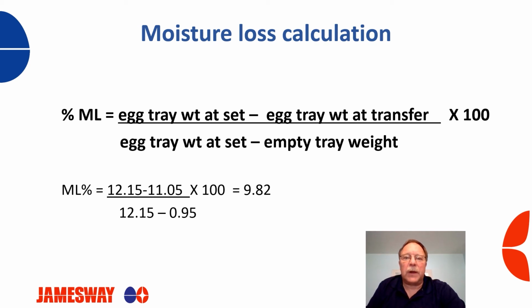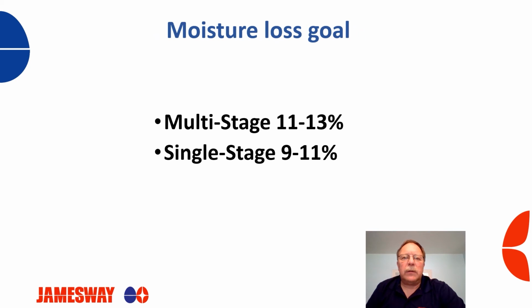So that's how you calculate it, not very difficult. And just a reminder, our moisture loss goal with the Jamesway multi-stage machine is 11 to 13%. And if you have our Jamesway single stage machines, we're looking for somewhere around 9 to 11% moisture loss. And that should conclude this training video on calculating and performing moisture loss.